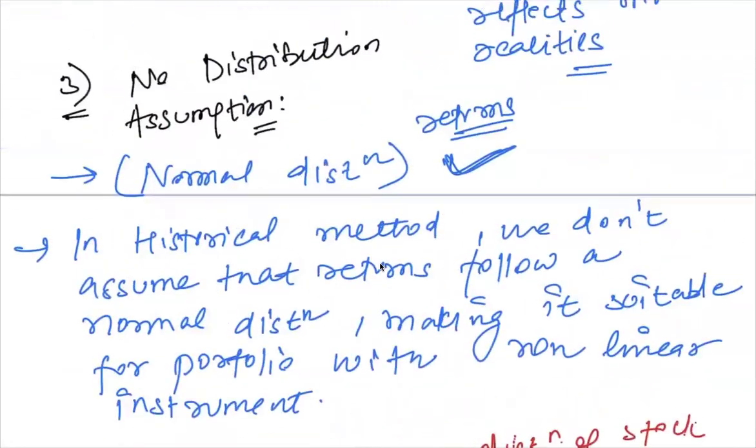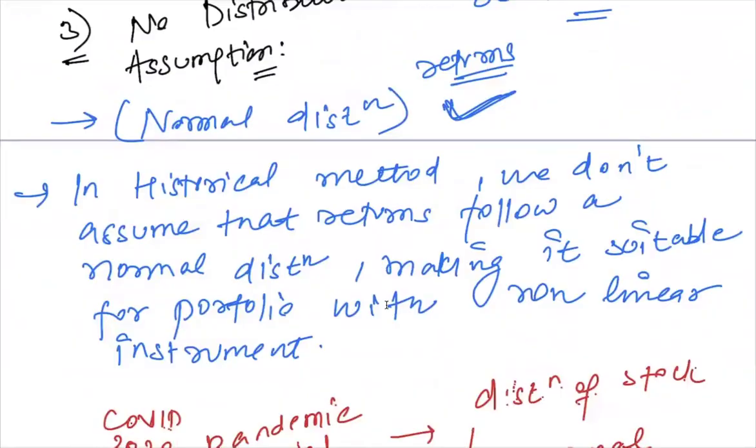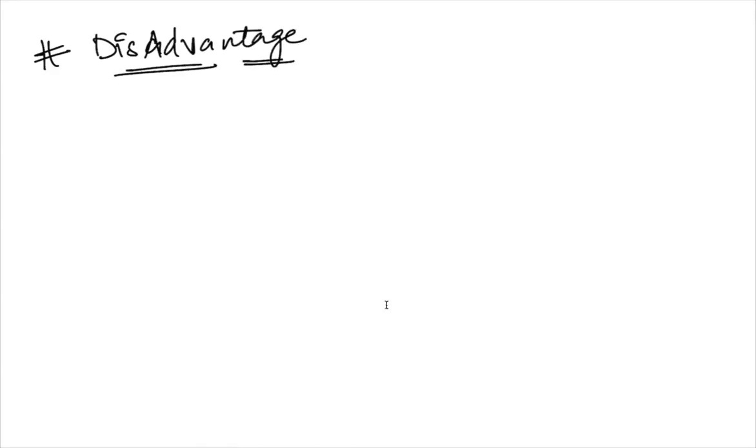So these were certain strengths of this model, but of course we have all known for long that every model has certain limitations or disadvantages. So let's look at the disadvantages. What are the disadvantages? First, it relies solely on historical data.